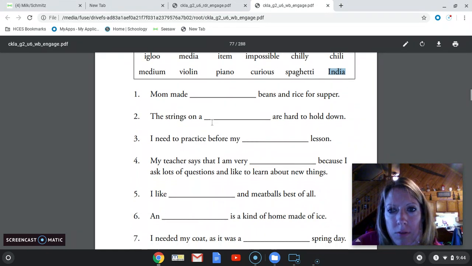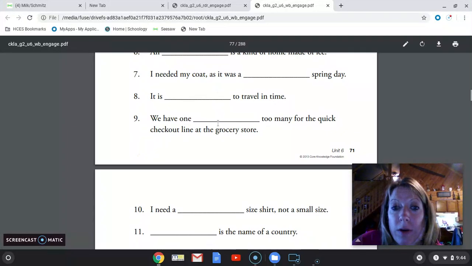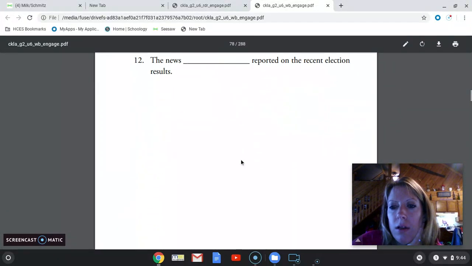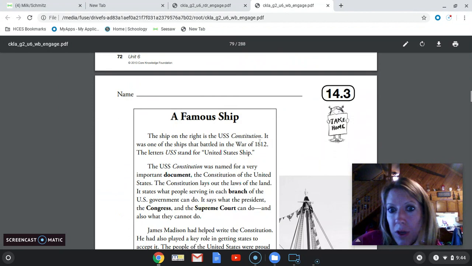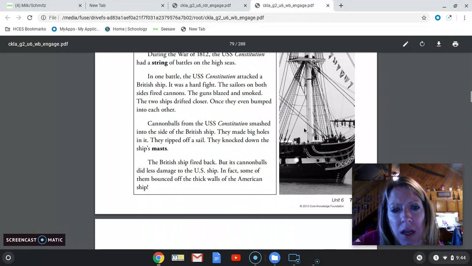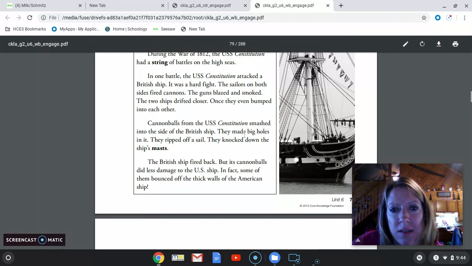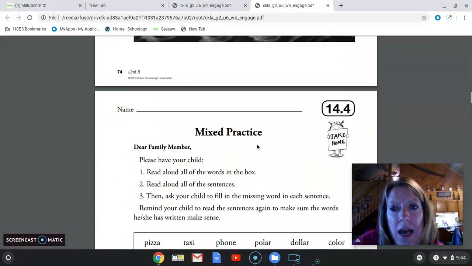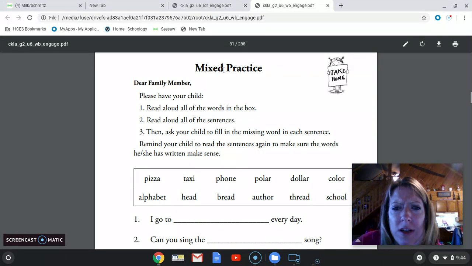So you will read the multiple choice questions on the back. There's 12, and you will fill in the blank. Then moving on, 14.3 is reading A Famous Ship again. Really good practice for you. If you could, read it to somebody. If not, read it by yourself. It's just practice for fluency. So there's that. And finally, 14.4 is mixed practice.